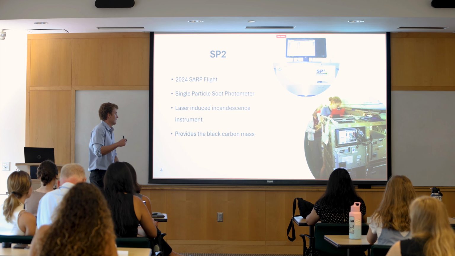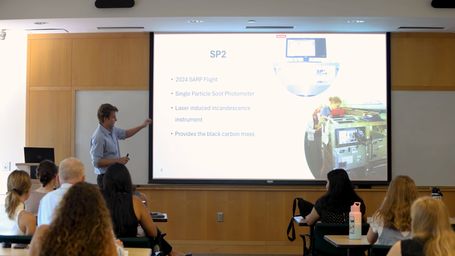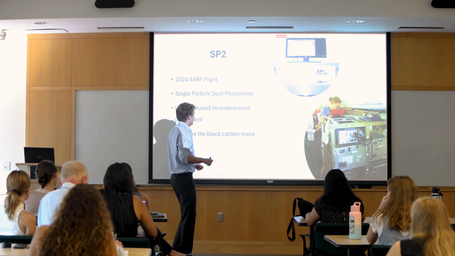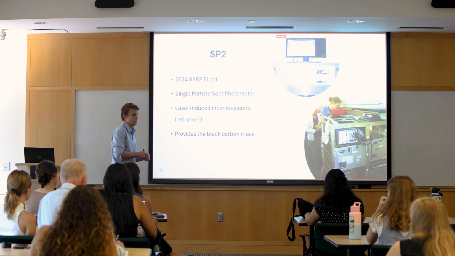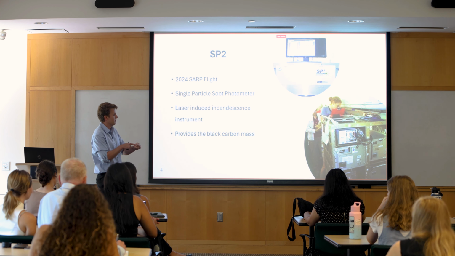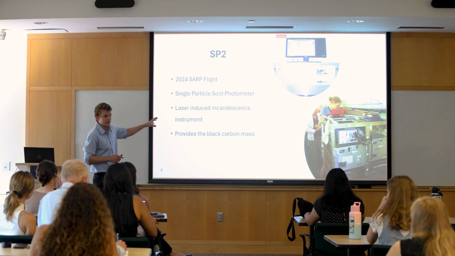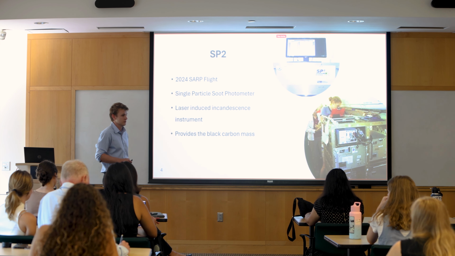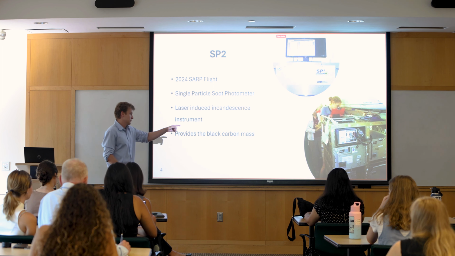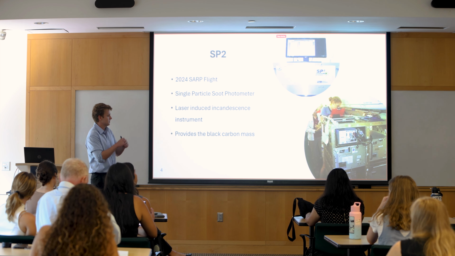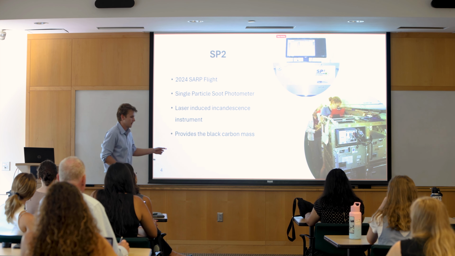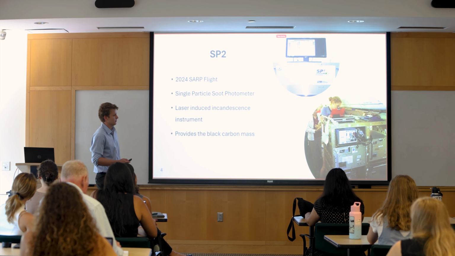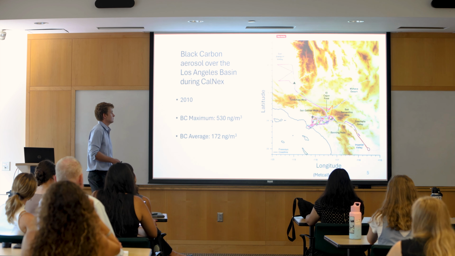That's not English. So basically how it works is there's an inlet on the plane, and a little tiny particle of soot is going to come through that. That laser is going to light it up and basically produce incandescence. Incandescence is a fancy word for how much light. Our SP2 is going to basically measure that light and give us our black carbon mass. So that's how we're getting this data for the rest of the project that you're going to see.